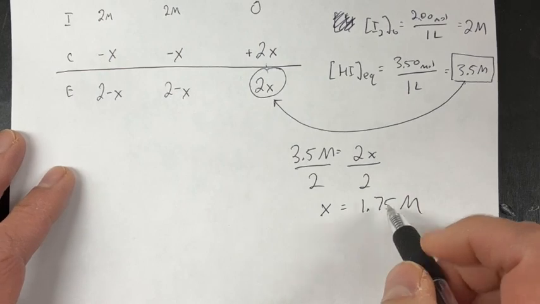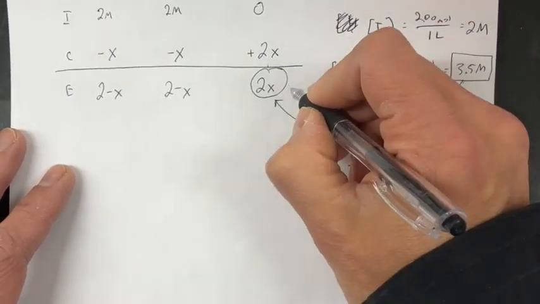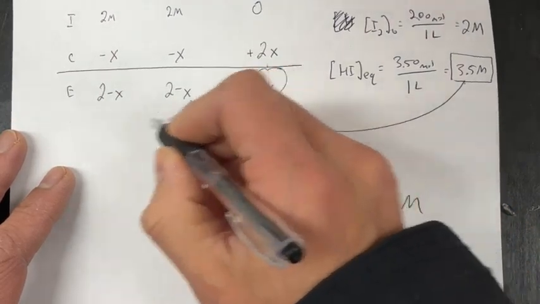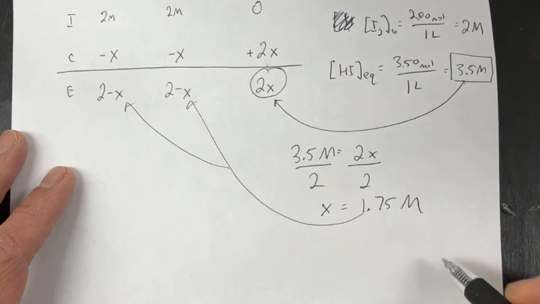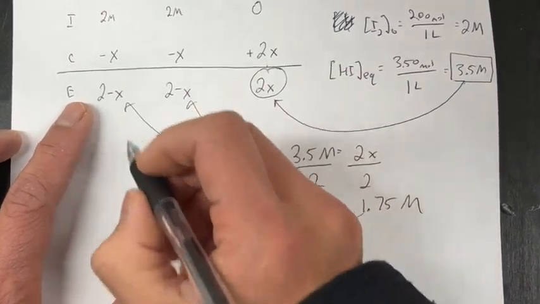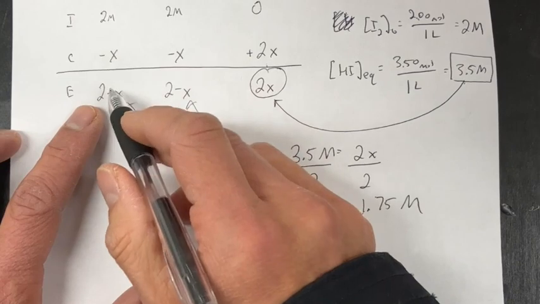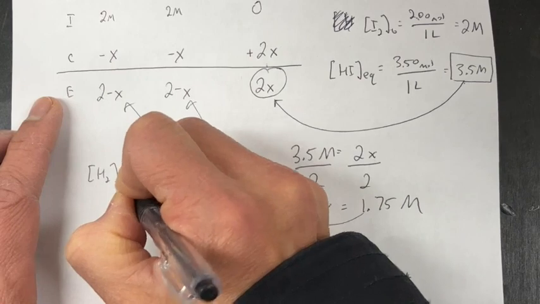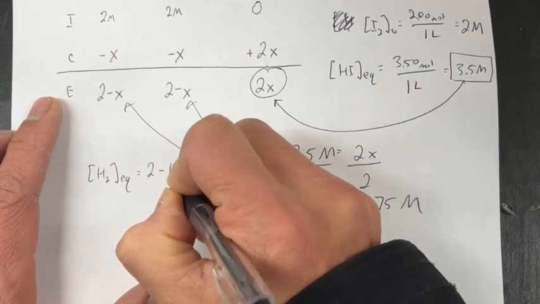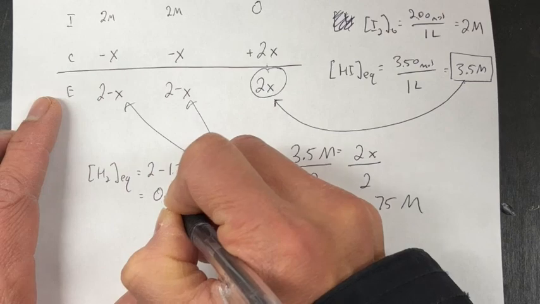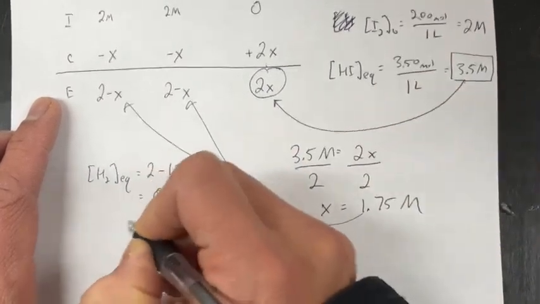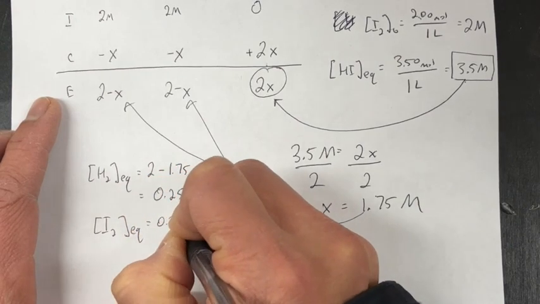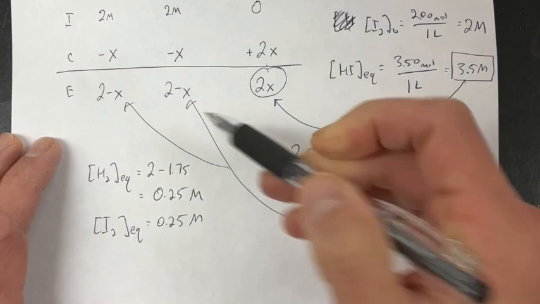So now you have x. We know this is 3.5. We can actually go ahead and plug x into these up here. We have x, we solve for the equilibrium values of H2 and I2. So H2 at equilibrium now is 2 minus 1.75, which ends up being 0.25. It's also what I2 is equal to, so 0.25 molar, because these two are the same.